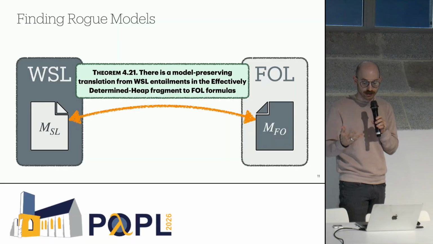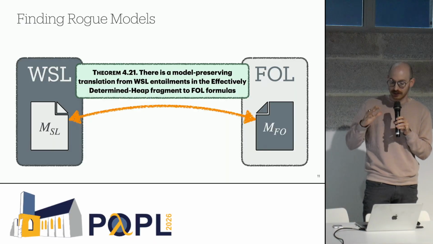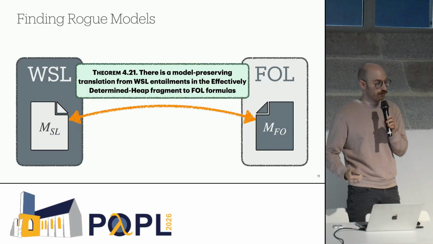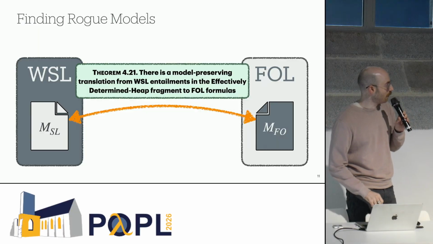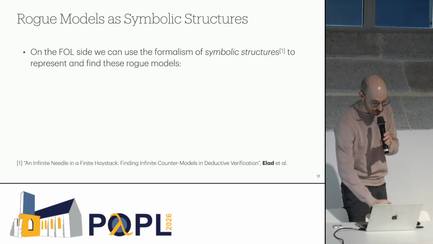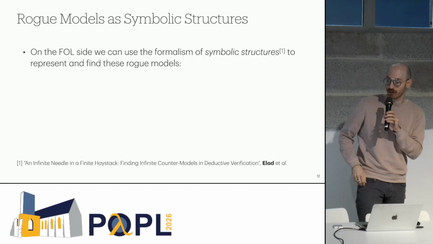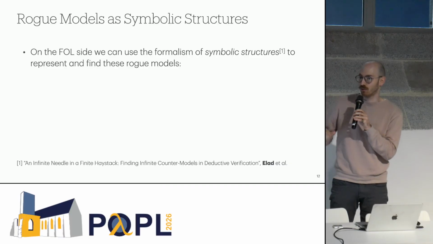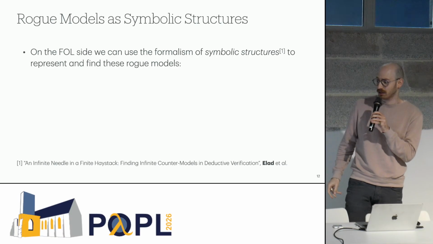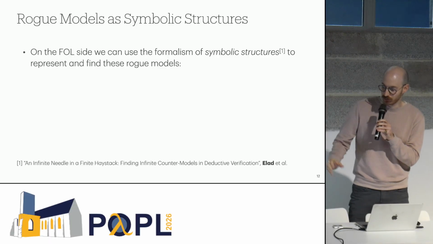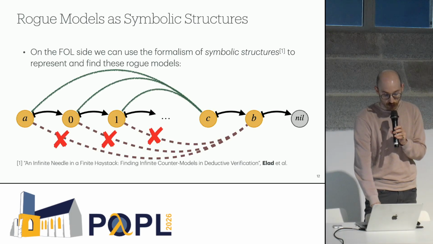So it generalizes existing and similar encodings that were more ad hoc, but it's a general formal translation between weak separation logic and first order logic. Okay, so once we are on the first order logic side, we can use the existing tools and techniques of first order logic, and specifically the formalism of symbolic structures to represent and find those rogue models.